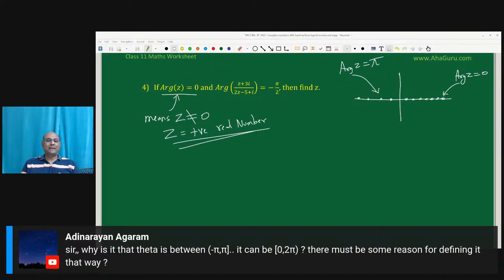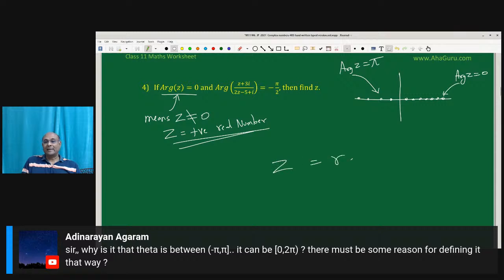Adinarayan, why did we define it to be minus pi to plus pi and not 0 to 2 pi? 0 to 2 pi would have been perfectly fine. The reason they wanted minus pi to plus pi is so that for the conjugate of Z, the angle can just be minus. Conjugate of Z comes so often. I'll show you that because it becomes so easy.